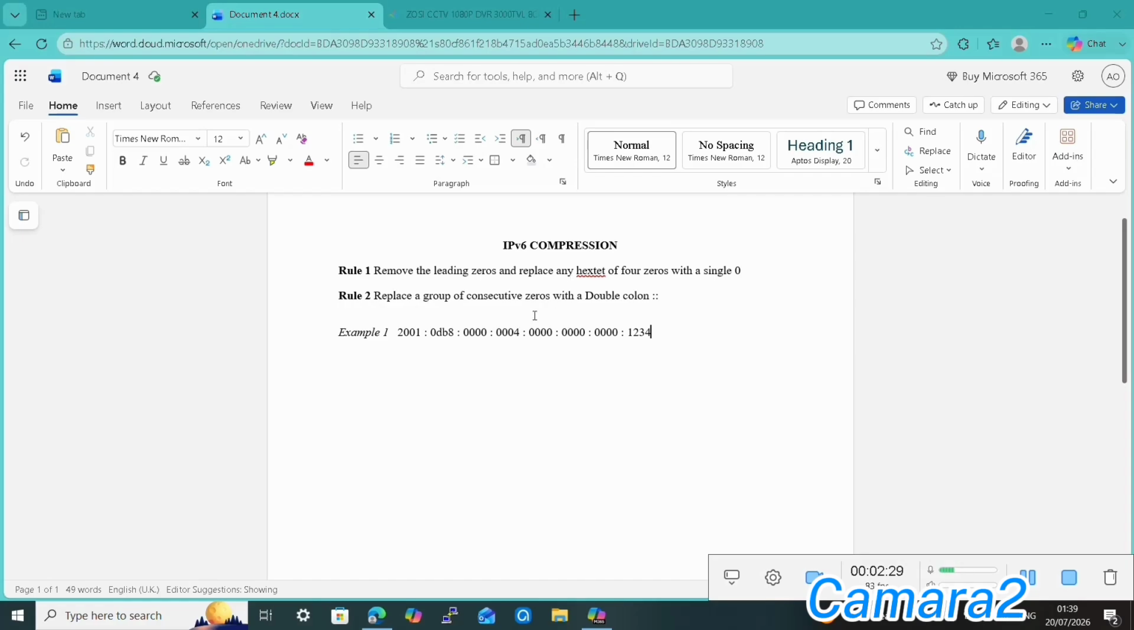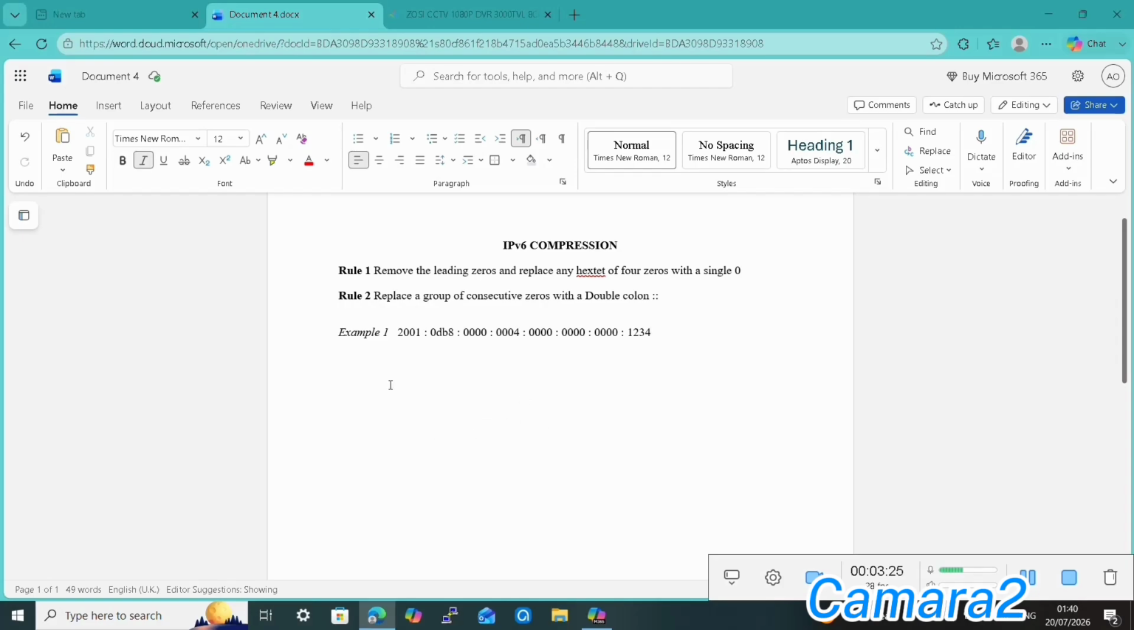Therefore, we will ignore all of them and only write 4, which is a bit different from the 4 zeros here. That one applies to the part of this rule that says replace any hex state of 4 zeros with a single 0. So you realize that here we have 4 zeros. Therefore, we are not going to ignore all of them, but we will write only one 0 to replace all the 4. The same thing applies to here, here, and here. So let's do that first before going to the second rule.